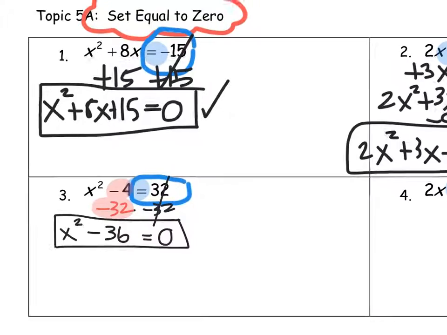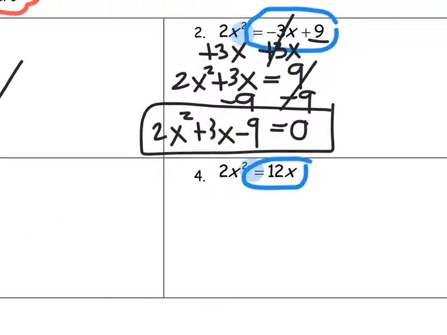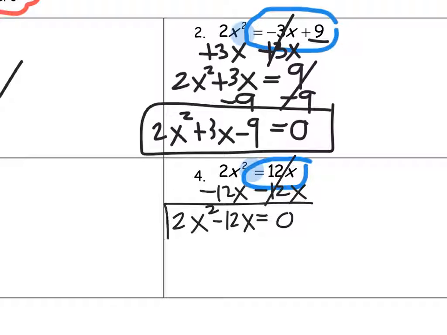And then lastly, 2x squared equals positive 12x. To move a positive 12x, we subtract 12x. And on the right, I get equals 0. On the left, I get 2x squared minus 12x. So now all of my equations are equal to 0. That is a good thing. That's practice for what we'll do next.